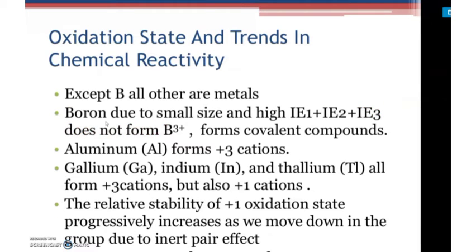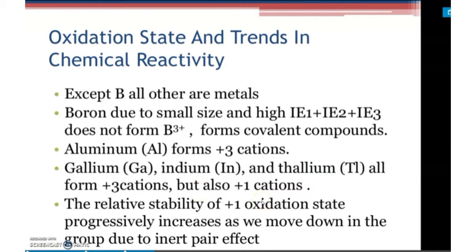And we'll see the oxidation state. Except boron, all others are metals. Why is boron showing some anomalous properties? Due to its small size and high ionization energy, and it has the ability to form covalent compounds. Aluminium forms +3 cations, so the oxidation state is +3. Gallium, indium and thallium all form +3 cations, but also +1 cation.